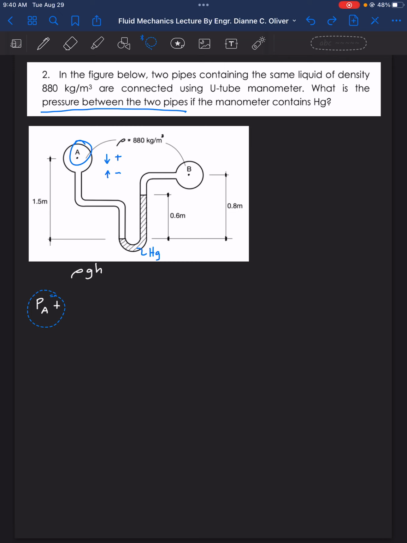Okay, let's move this now. Rho of the liquid here is 880 kilogram per cubic meter, multiplied with the acceleration of gravity 9.81 meter per second squared, multiplied with the height from point A to the surface of the mercury, and that is 1.5 meter.